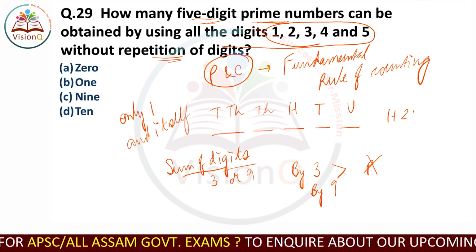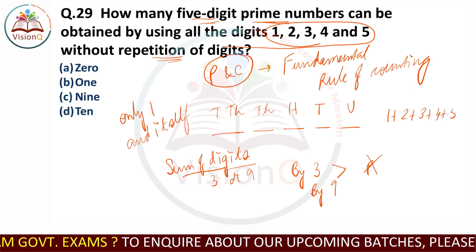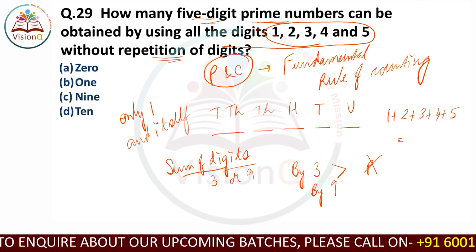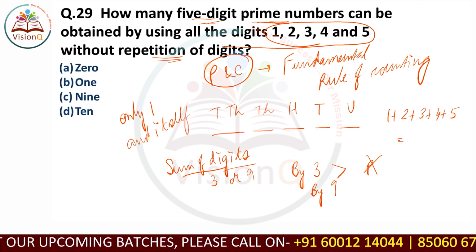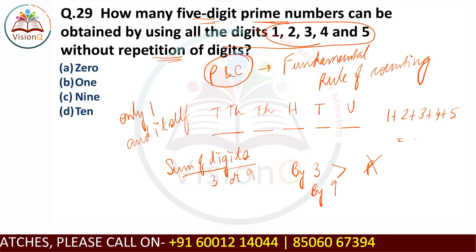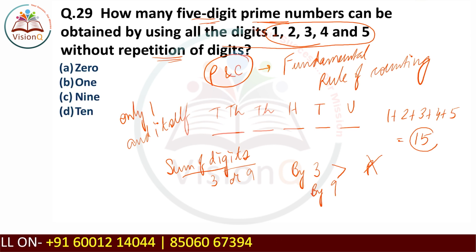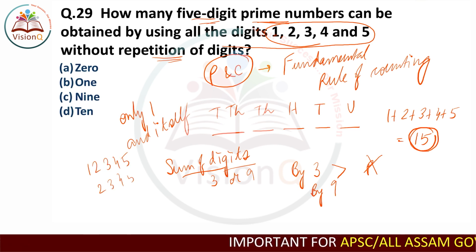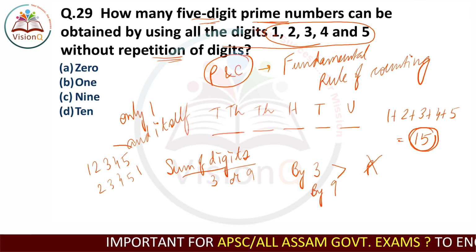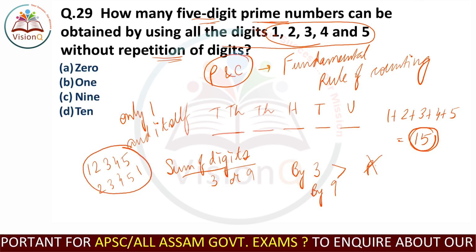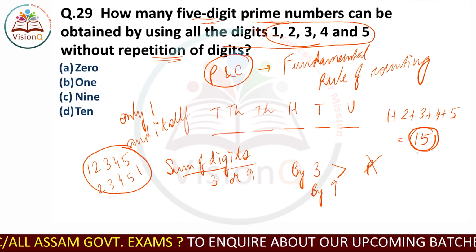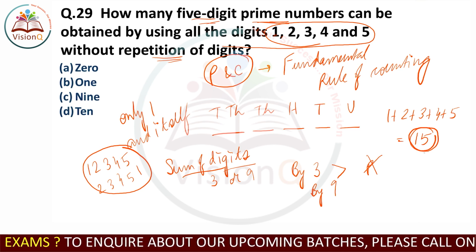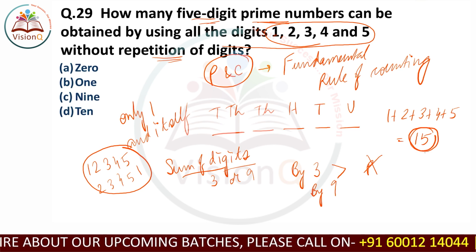Now 1 plus 2 plus 3 plus 4 plus 5. If I add these numbers, I get 15. Now 15 is divisible by 3, isn't it? And because of that, if I form any number, the number may be 1, 2, 3, 4, 5 or 2, 3, 4, 5, 1, any number, the sum of all the digits will be 15 only. That means the numbers will be divisible by 3. And if a number is divisible by 3, it cannot be a prime number.